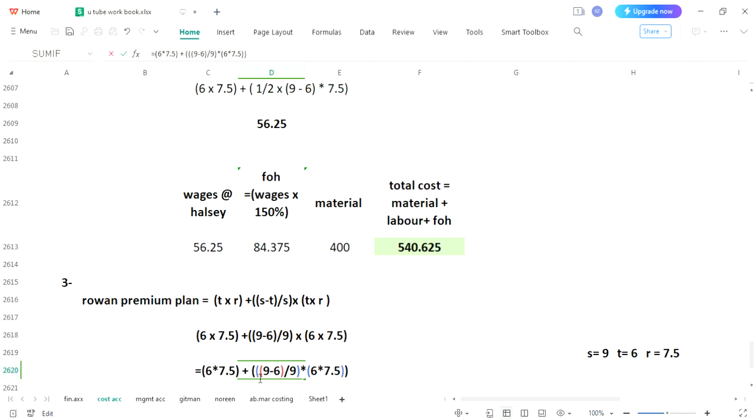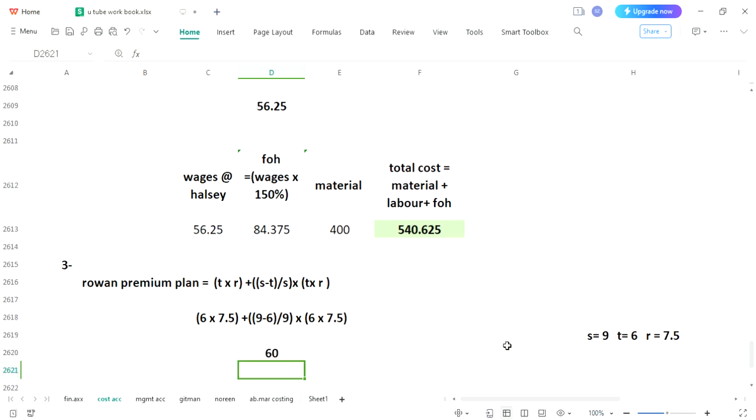So in this way, the number of brackets we have to count. Opening brackets 3, 4, and closing brackets are 1, 2, 3, 4. I'm very hopeful that brackets are okay with it. So finally we have got our answer, and that is 60.